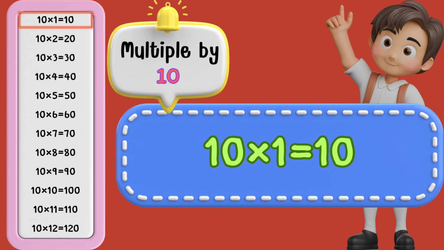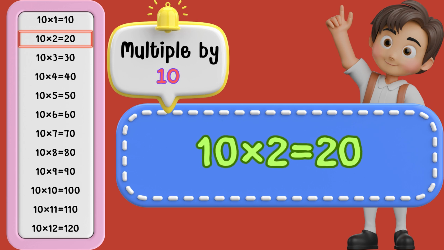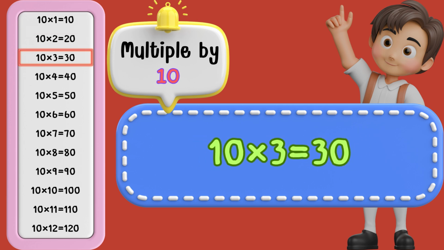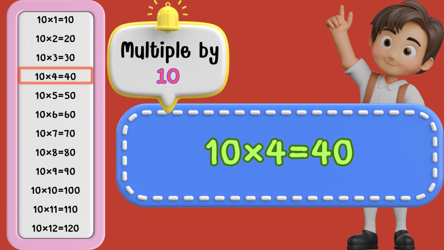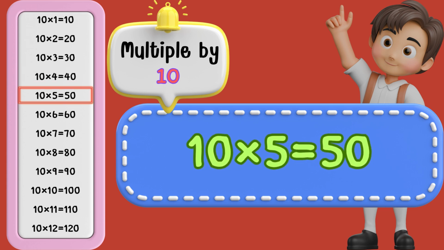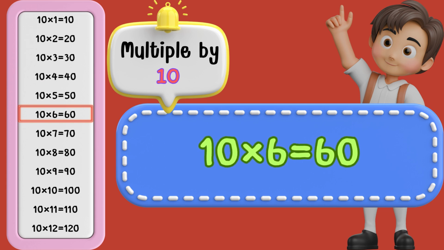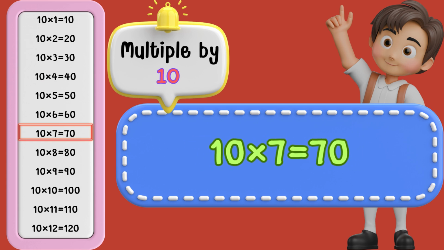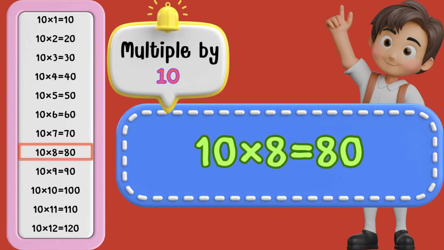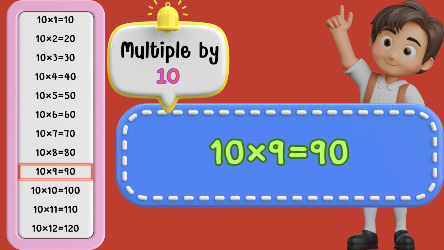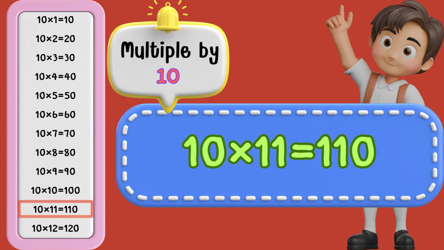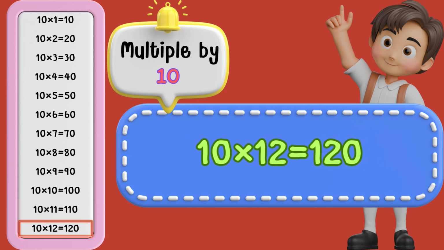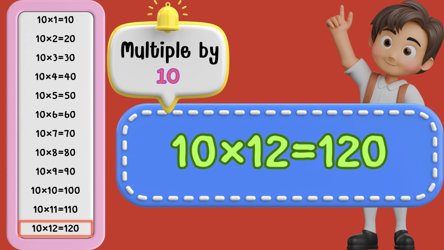10 times 1 is 10. 10 times 2 is 20. 10 times 3 is 30. 10 times 4 is 40. 10 times 5 is 50. 10 times 6 is 60. 10 times 7 is 70. 10 times 8 is 80. 10 times 9 is 90. 10 times 10 is 100. 10 times 11 is 110. 10 times 12 is 120.